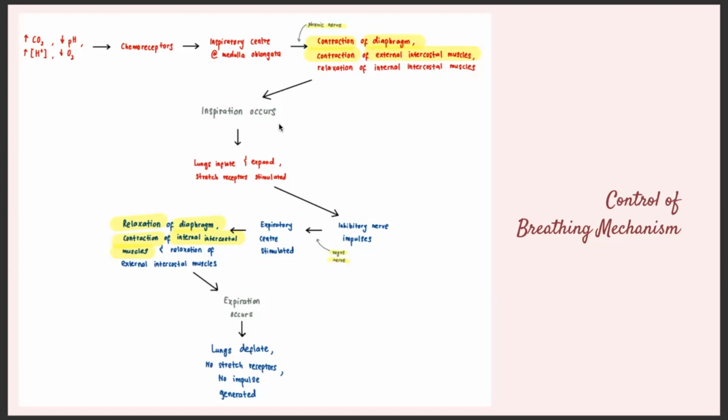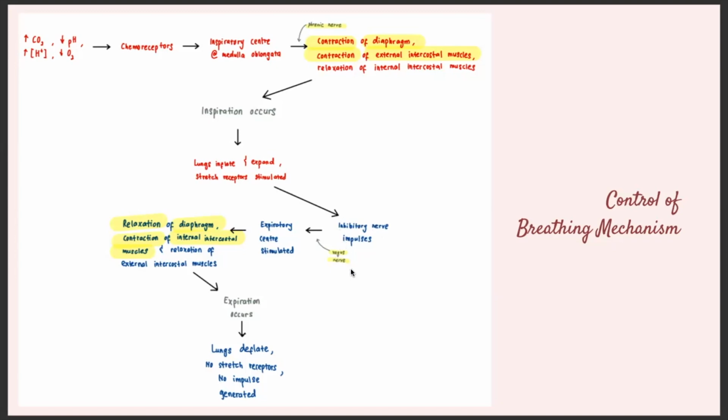So we will breathe in air, and obviously as you take in a deep breath, the stretch receptors will be stimulated. And remember that only during inspiration will there be such thing as an inhibitory impulse. So the lungs will inflate and expand, and the stretch receptors will be stimulated. After breathing in air, or after inspiration occurs, the inhibitory nerve impulses will be sent to the vagus nerve.